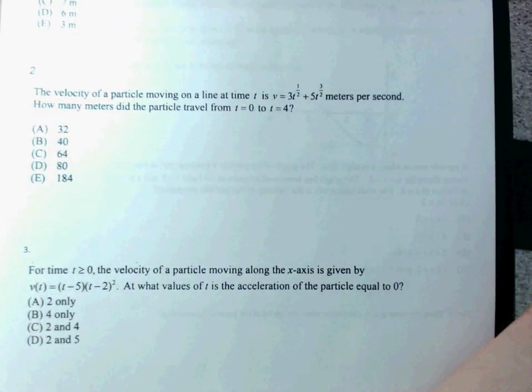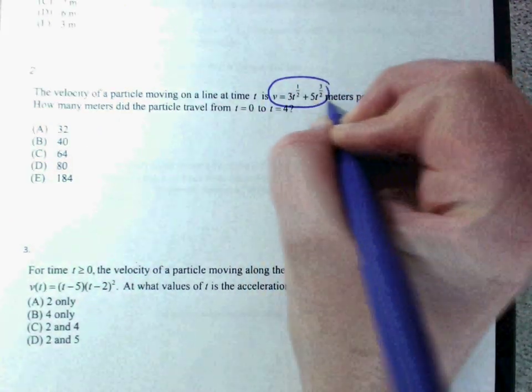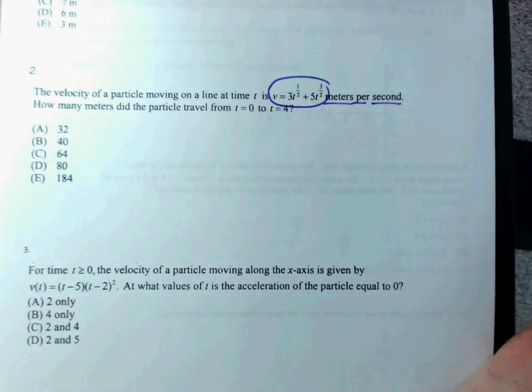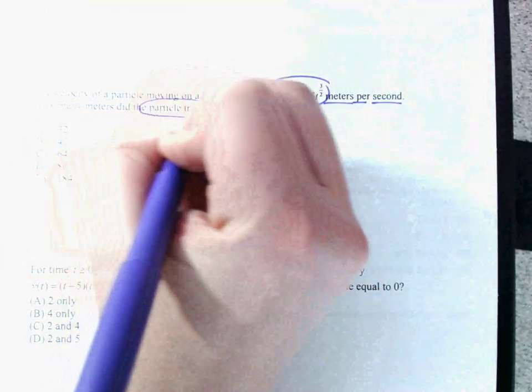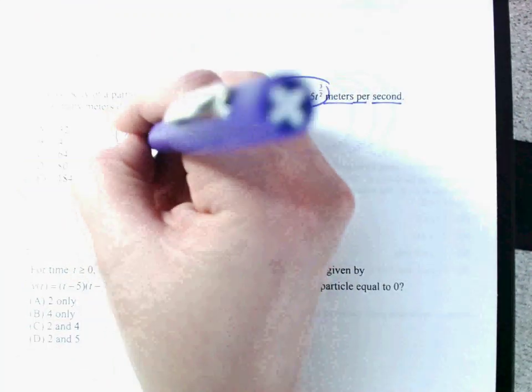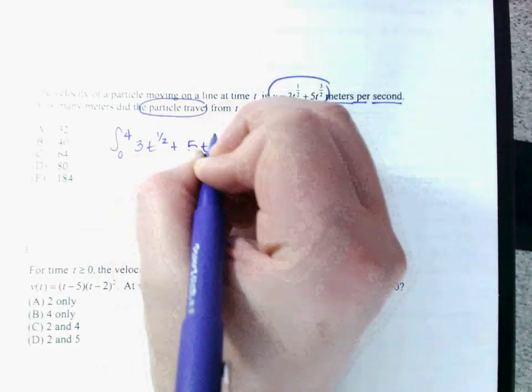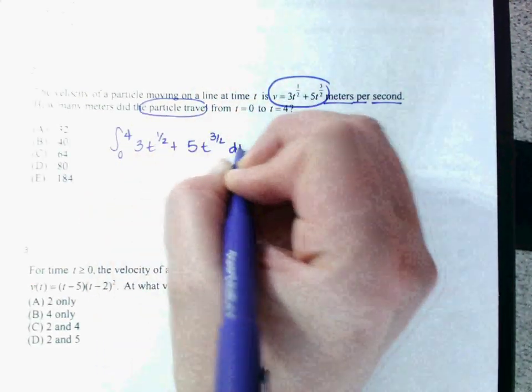The velocity of a particle moving along a line is v of t equals blah blah blah measured in meters per second. How many meters did the particle travel from 0 to 4? Well, remember, distance traveled is the integral of velocity. So I'm going to integrate from 0 to 4 of 3t to the 1/2 plus 5t to the 3/2 dt.